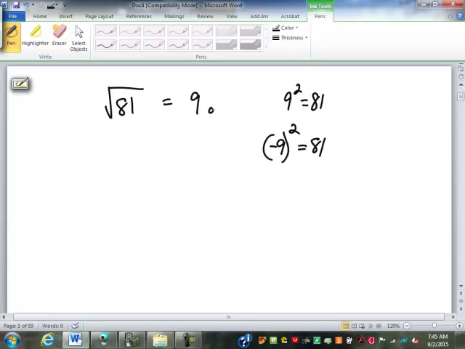Yeah. When we take a square root, there are always two answers. That is defined to be 9 or negative 9. Why don't we only use negative? Good question.